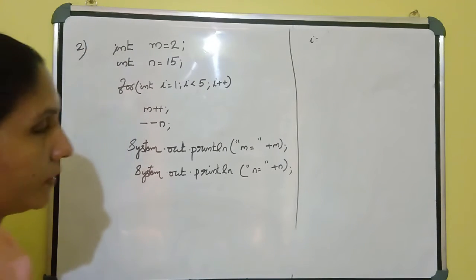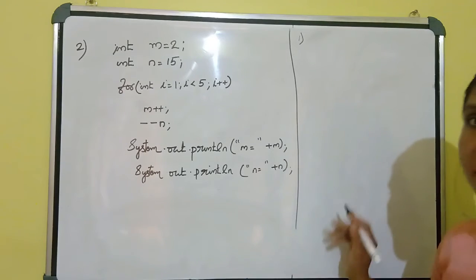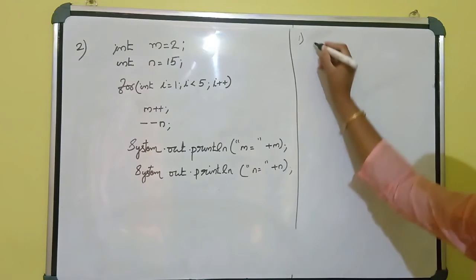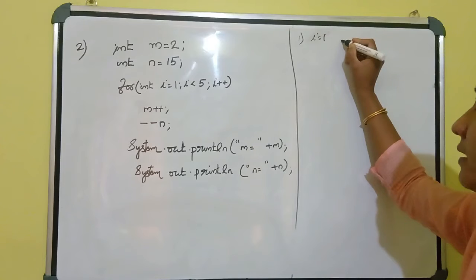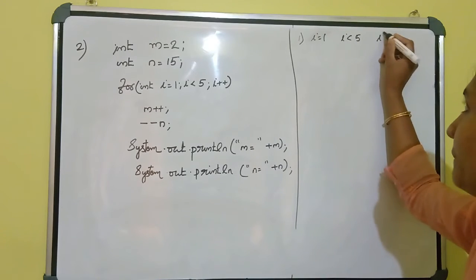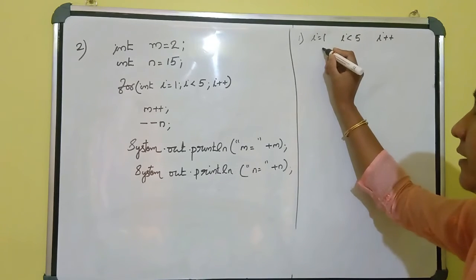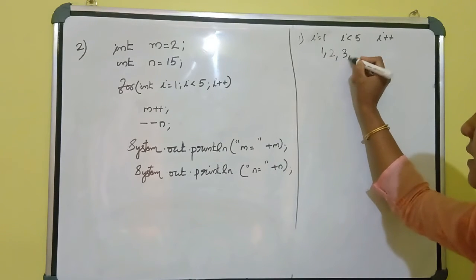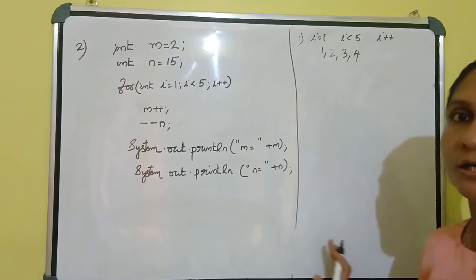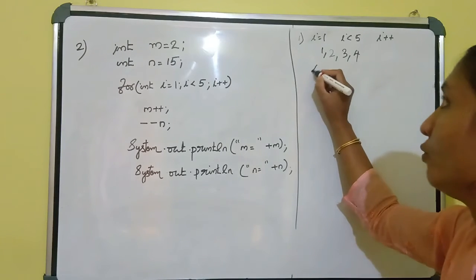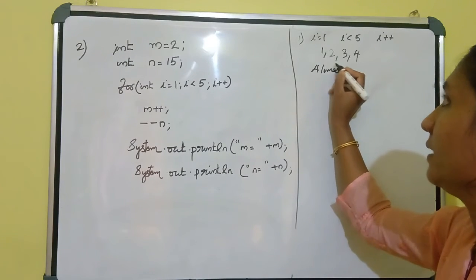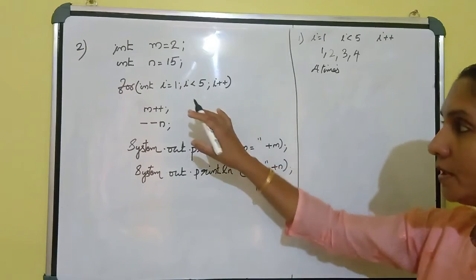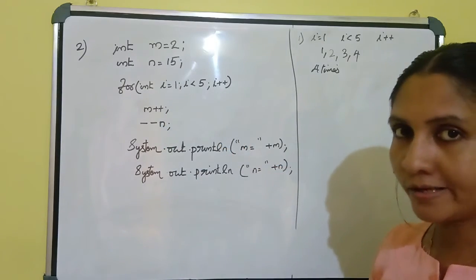That means first, we can check how many times it will work. The value of i is equal to 1, i less than 5 and i plus plus. These are the conditions. Then 1 less than 5 means 1, next time 2, next time 3, next time 4. Up to 4 only it will work. 4 times the loop will execute.